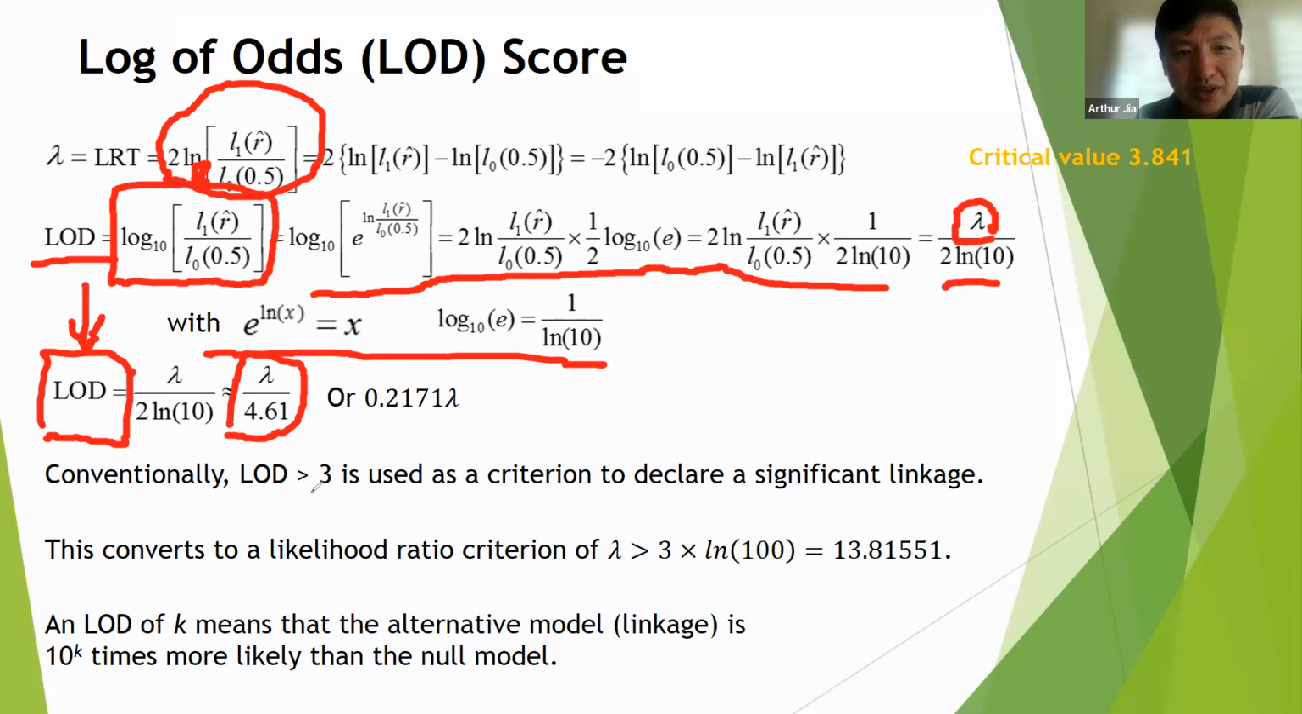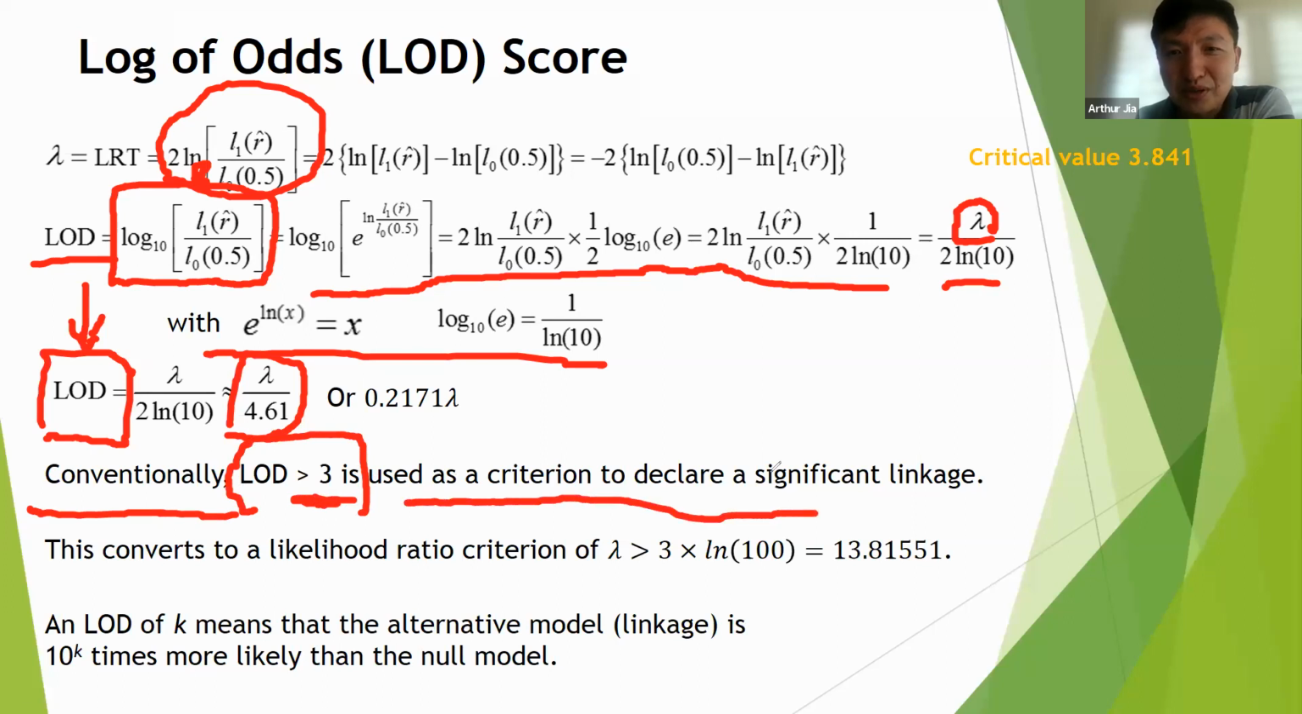Why? Because we can use integers here to help us do the test. Conventionally, we use this cutoff: if the lod score is greater than 3, then we assume the linkage between two loci, A and B, is significant. This is what we commonly use for the linkage test. Any questions here?